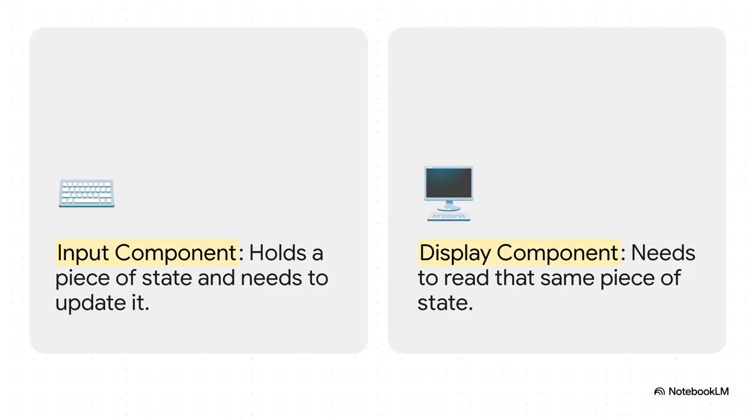So let's break it down. The whole issue really comes down to a core rule in React. Data flows one way. It flows down, from parent to child. Our input and display components here, they're siblings. They're on the same level of the family tree. That means there's basically a wall between them. They're in their own little worlds, and they have no direct line to share their state.